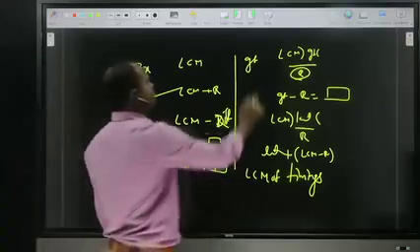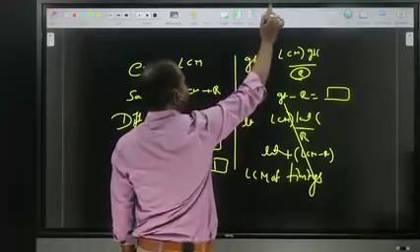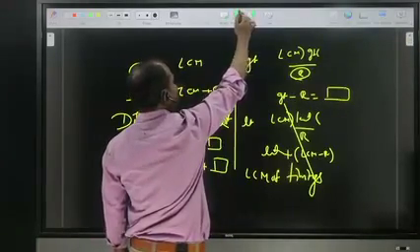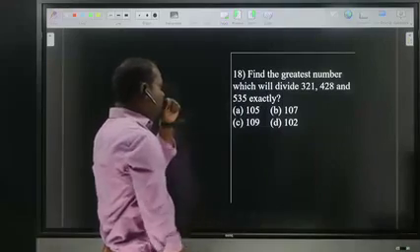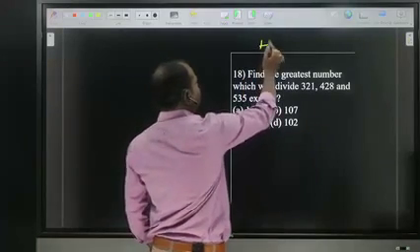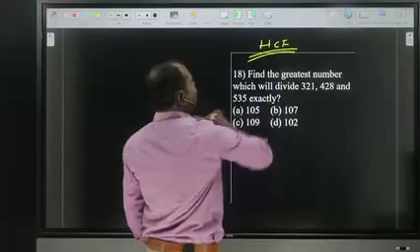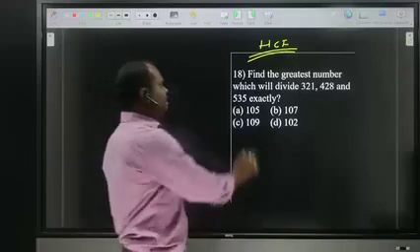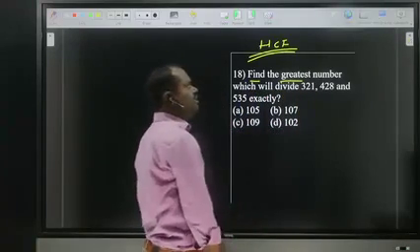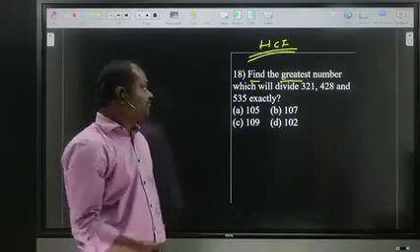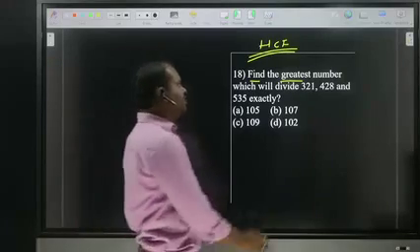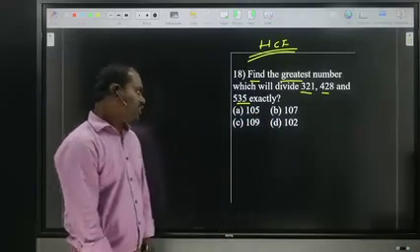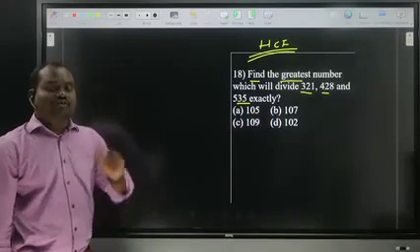Okay na? Now we are moving to HCF based examples. Now see that. What is the question? Find the greatest number which will divide 321, 428, 535 exactly. We should find the greatest number.